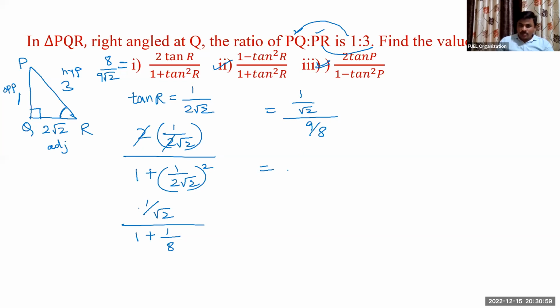So if you take the reciprocal of 9 by 8, you will get 8 by 9. Okay, I will write that step. 1 by root 2 into, take reciprocal of this, you will get 8 by 9. So that is nothing but 1 into 8 is 8 divided by 9 square root of 2. Got it? So this is your final answer: 8 divided by 9 root 2. Correct answer.